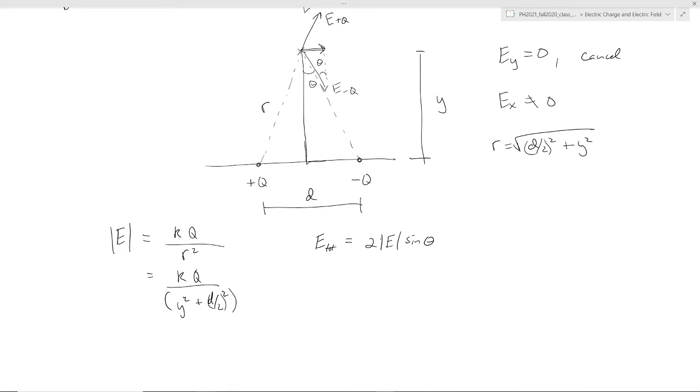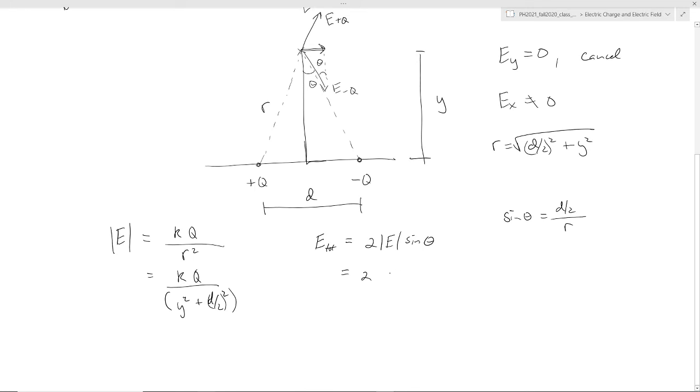So one other thing that we can do is we can state this sine theta in terms of r and d, the geometry. So sine theta in this picture would be d over 2 over r. And we have r right here. So we can put those ingredients together.